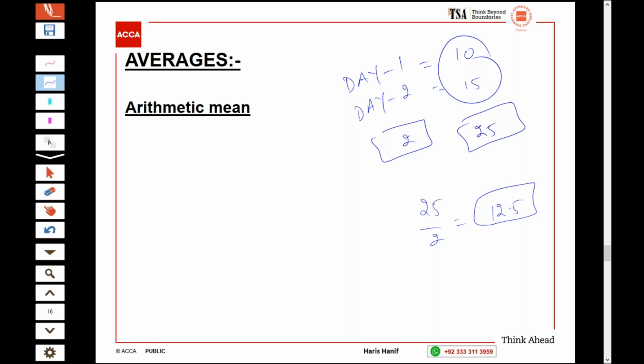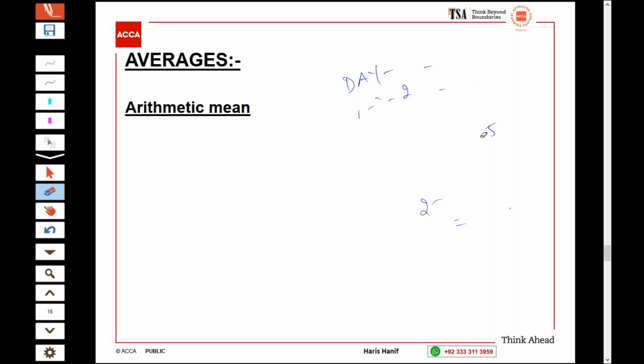This is the average. Now, we usually calculate the average figure, and this is the arithmetic mean average, which I had just calculated. There are different averages.